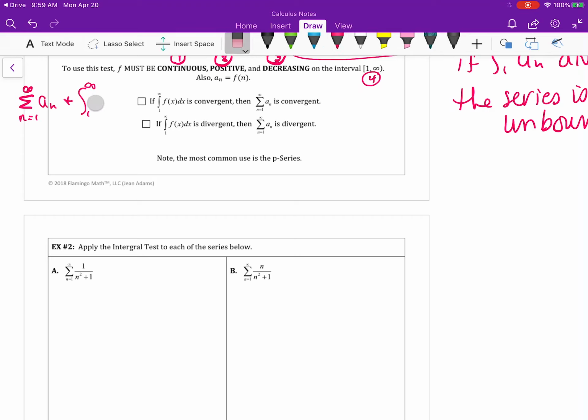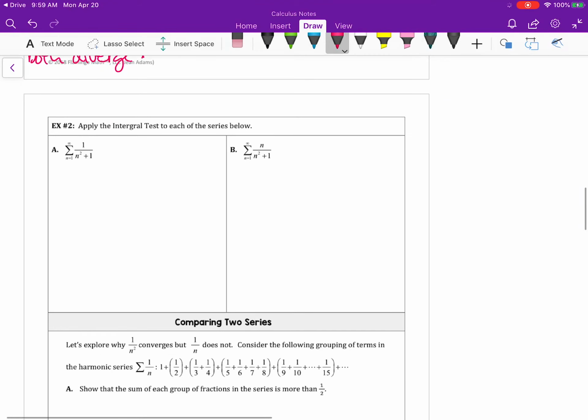So basically, the summation from n equals 1 to infinity of a sub n and the integral from 1 to infinity of f of x dx, well, I'm not even going to call it a sub n, I'm going to call it f of x, but your f of x is basically f of n. They either both converge or both diverge. Okay.